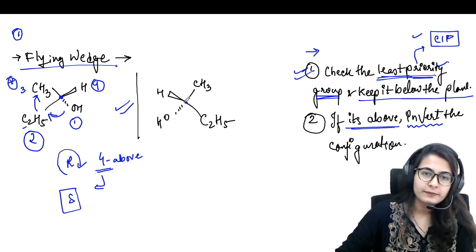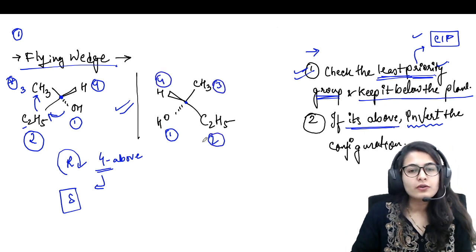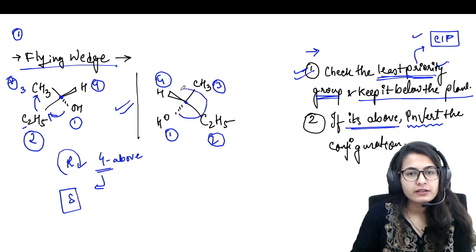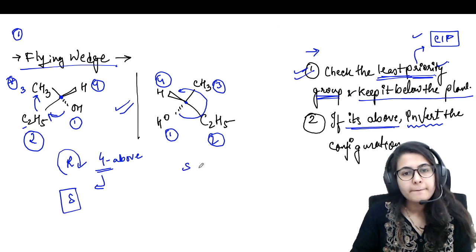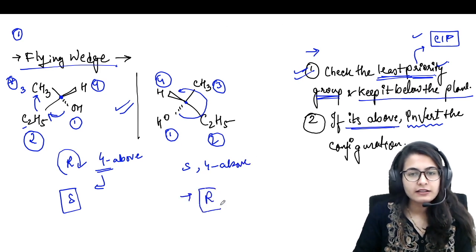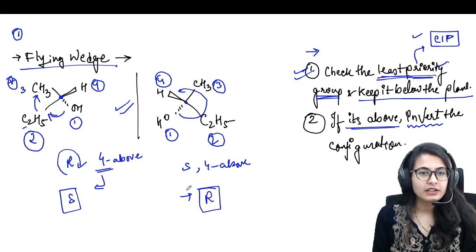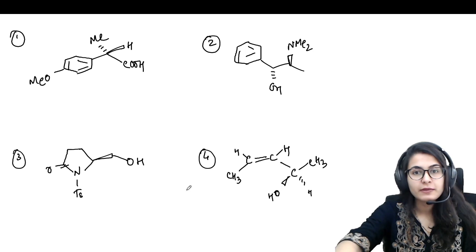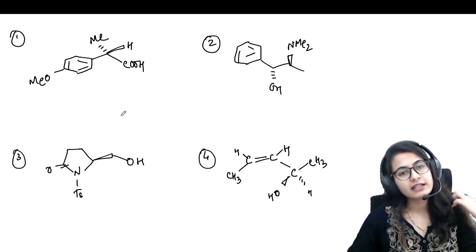Let's look over here. So once again, the priorities 1, 2, 3, 4. What happens over here? Once again, 1, 2 and 3, it is anti-clockwise. Anti-clockwise motion gives you S, but the fourth group is once again above. So what are you going to do? You are going to write that this is R configuration. Okay, so this is what you had to see in the flying wedge configuration. Now we will be seeing more examples based on these. You have four examples over here. You can stop the video and do it by yourself and then check it later.